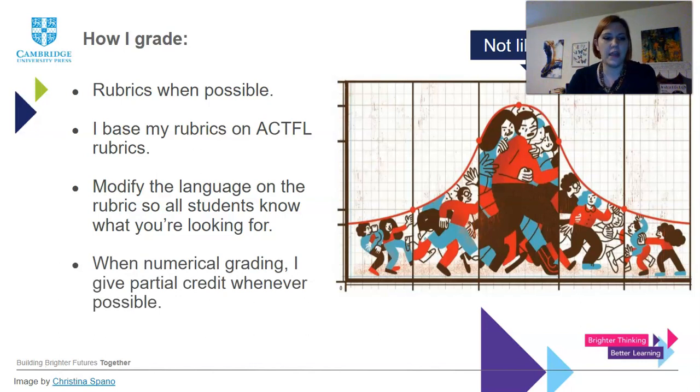When I do numerical grading, I give partial credit whenever possible. Like I said, I'm always looking to give points to kids rather than take points away from them.